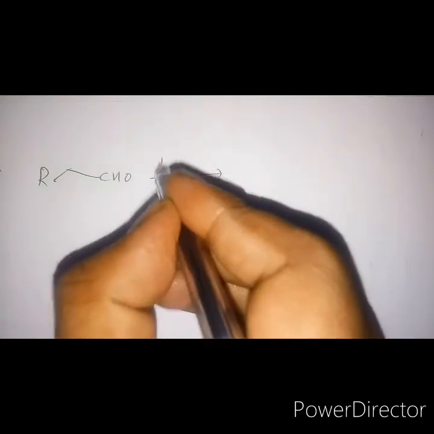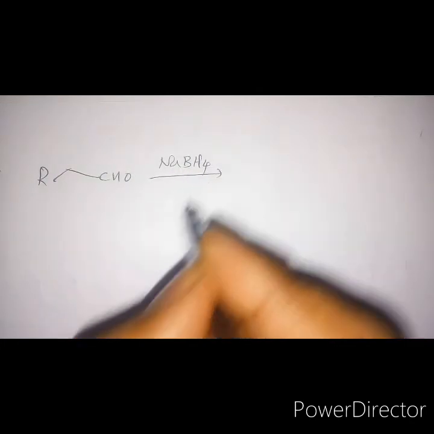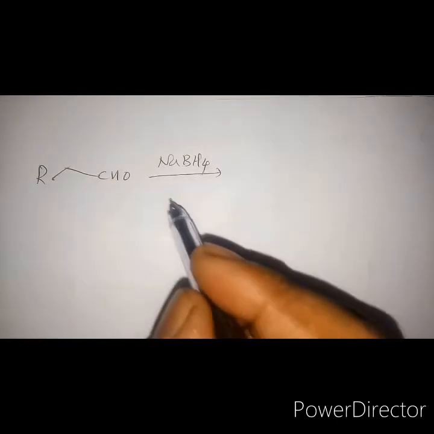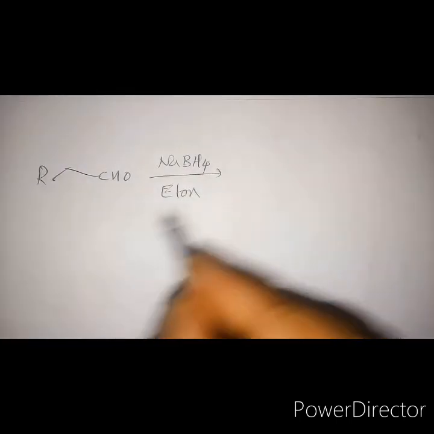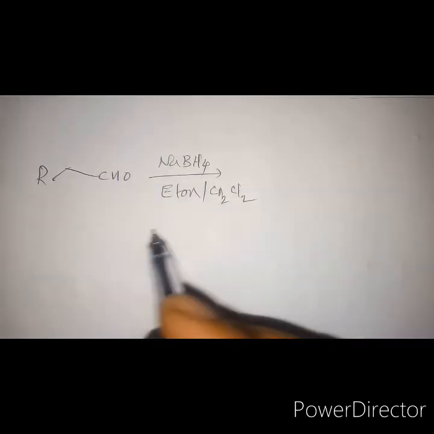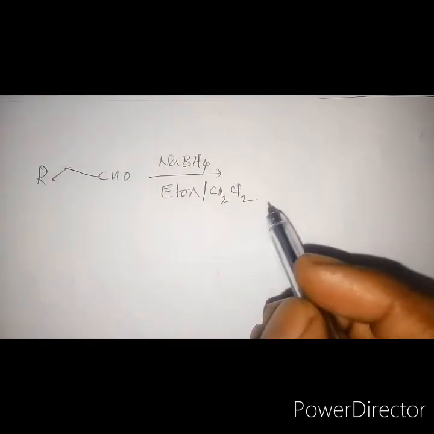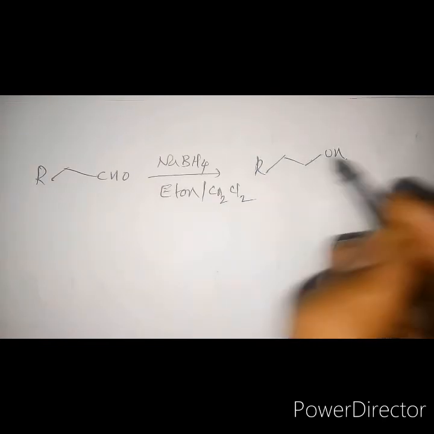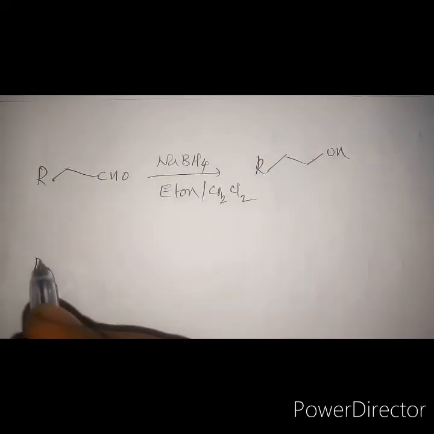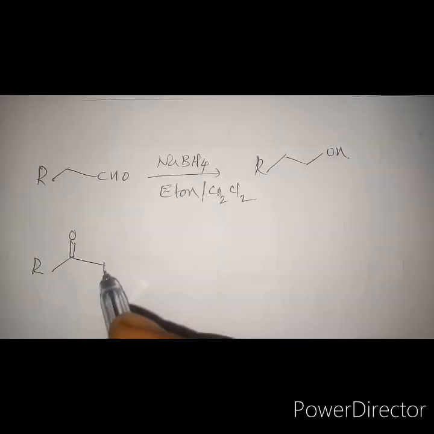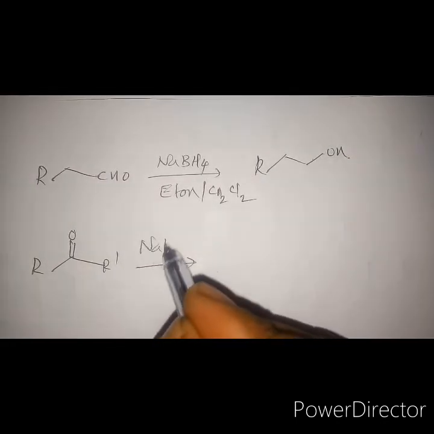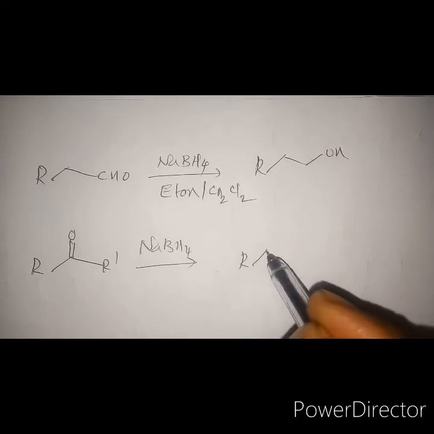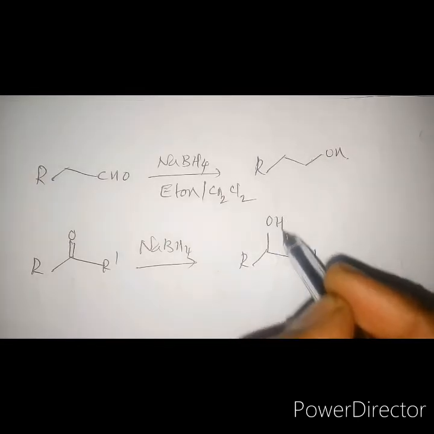CHO, sodium borohydride. It reacts less with water or any protic solvent, so it will be carried out in ethanol or any protic polar solvent. Therefore you will get OH. So aldehyde converts to primary alcohol. If it is a ketone, secondary alcohol. Sodium borohydride will give R dash OH, the secondary alcohol.